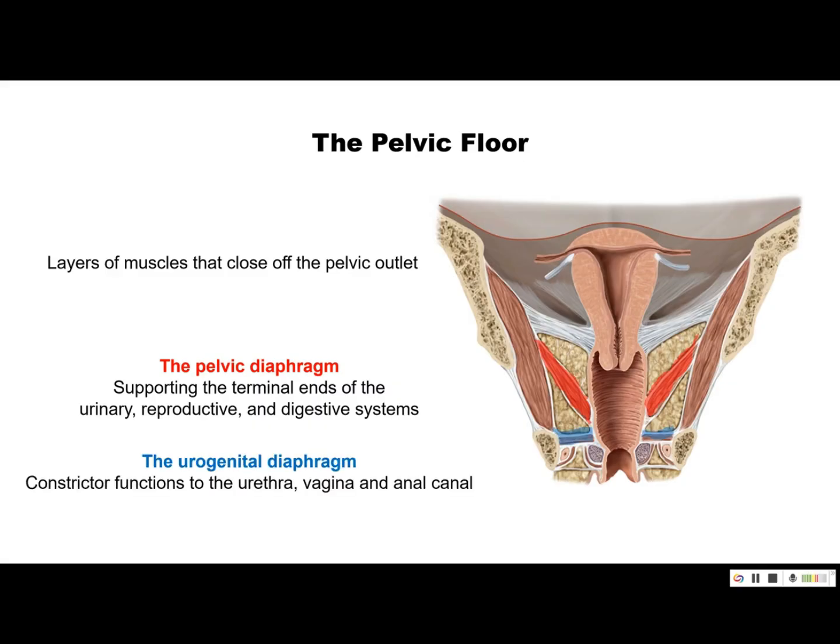The urogenital diaphragm is inferior to the pelvic diaphragm. It contains muscle fibers that contribute to the constrictor functions of the urethra, vagina, and the anal canal. The pelvic floor muscles have two major functions. They provide support, or act as a floor, for the abdominal viscera, including the rectum. And they act as a continence mechanism to the urethral, anal, and the vaginal orifice.